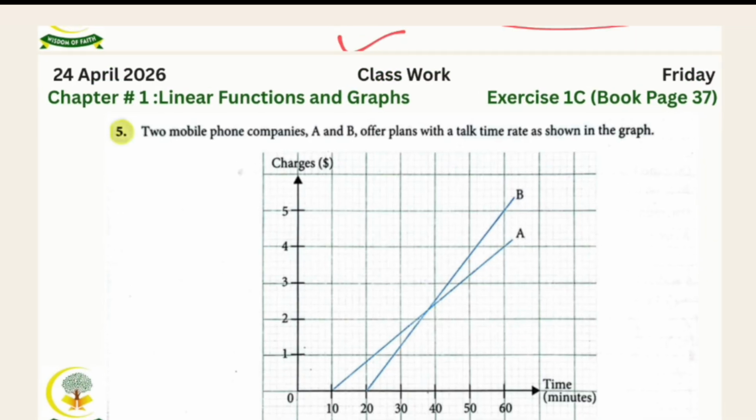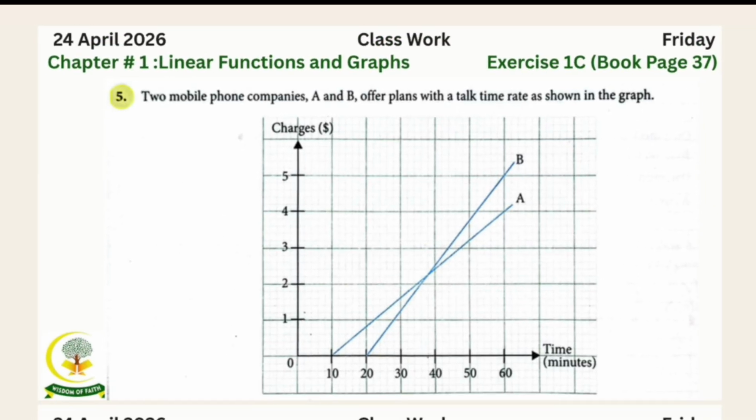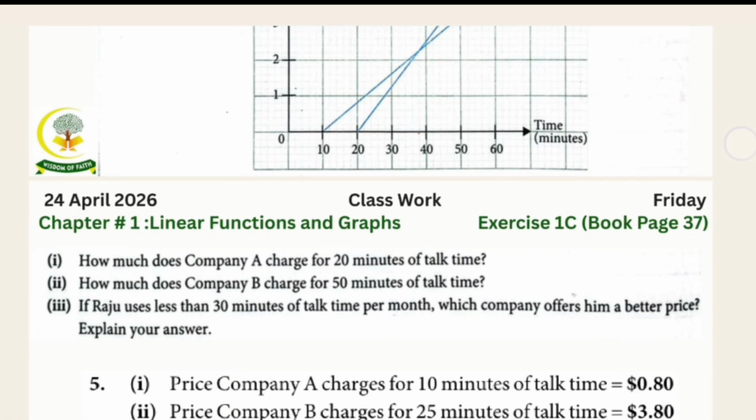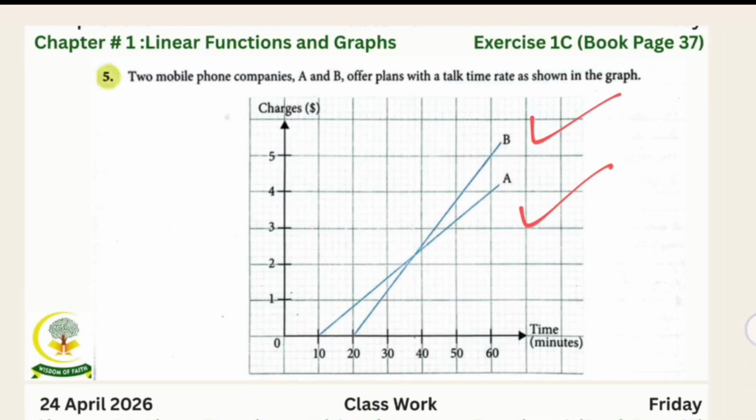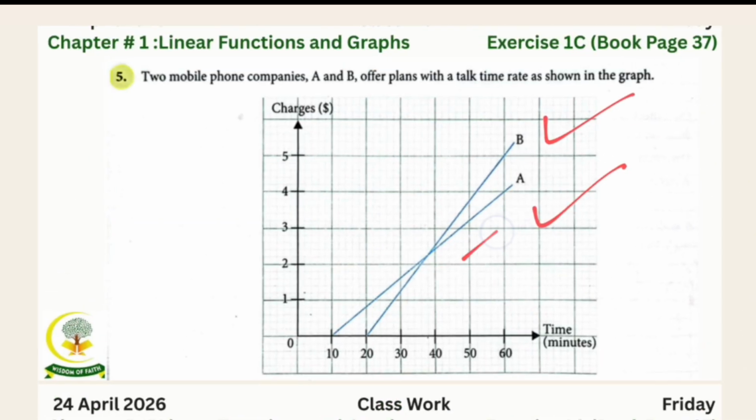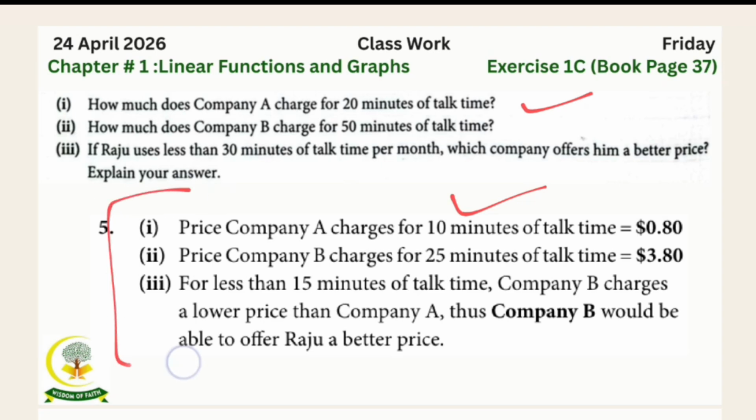Page number 37, 2 mobile phone companies A and B. So this is mobile phone company 1 and 2. This is a question given in the book, page number 37. So the first question is, how does company A charge for 20 minutes of time? How will they be charging? 10 minutes of the time, 20 minutes of the time. It is given on the graph. See, 10 minutes of the time, how much are they charging? According to this graph, you just need to fill it. And these will be the answers.